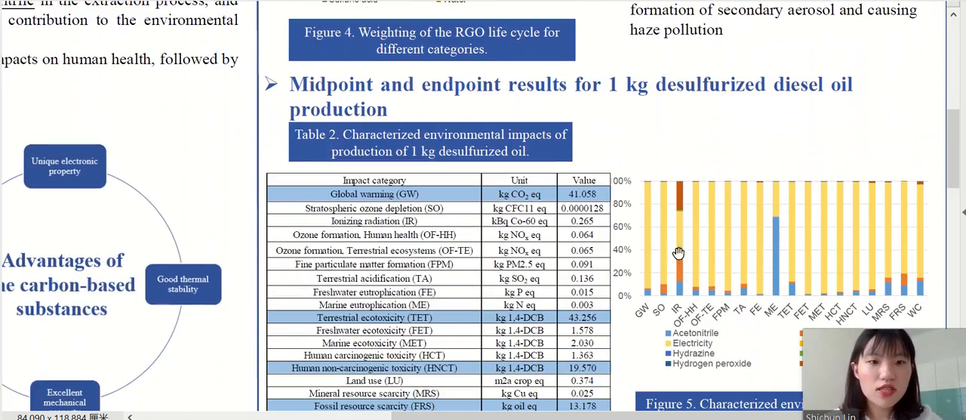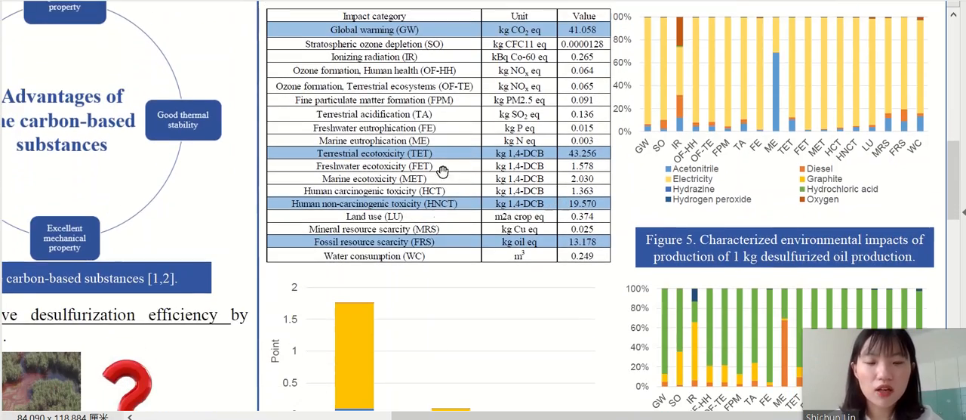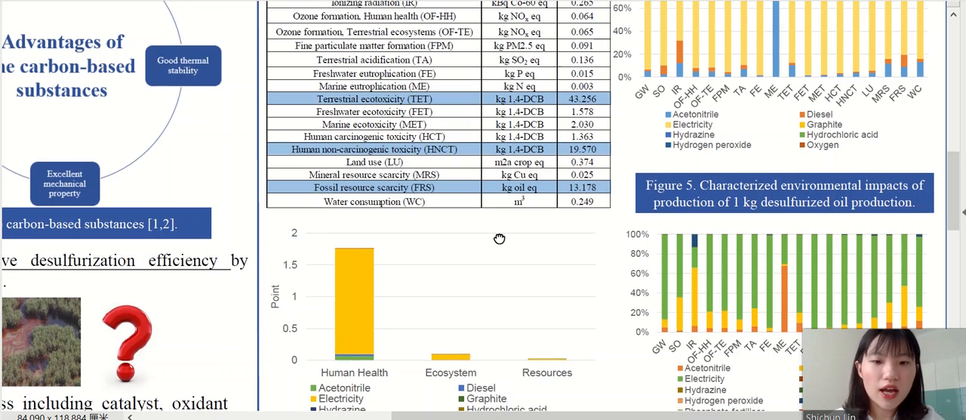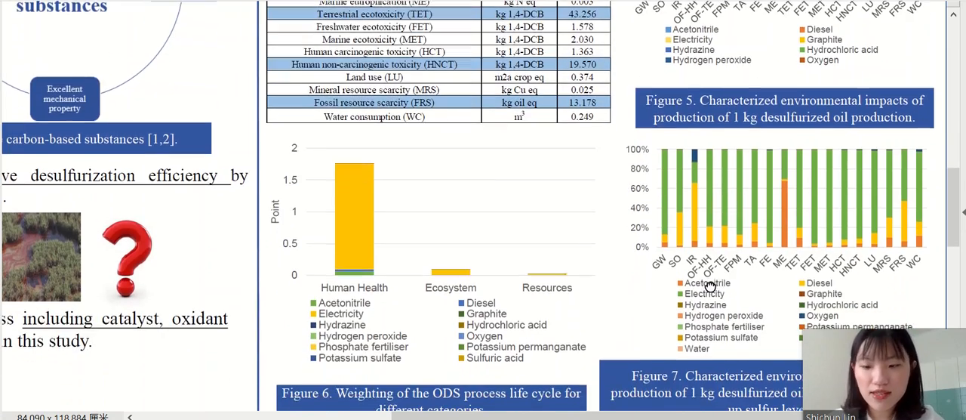Then for the desulfurized diesel oil production, it has similar environmental impacts by comparing with the RGO production. Also, the oil and the AC and electricity are the 3 main contributors to this process.